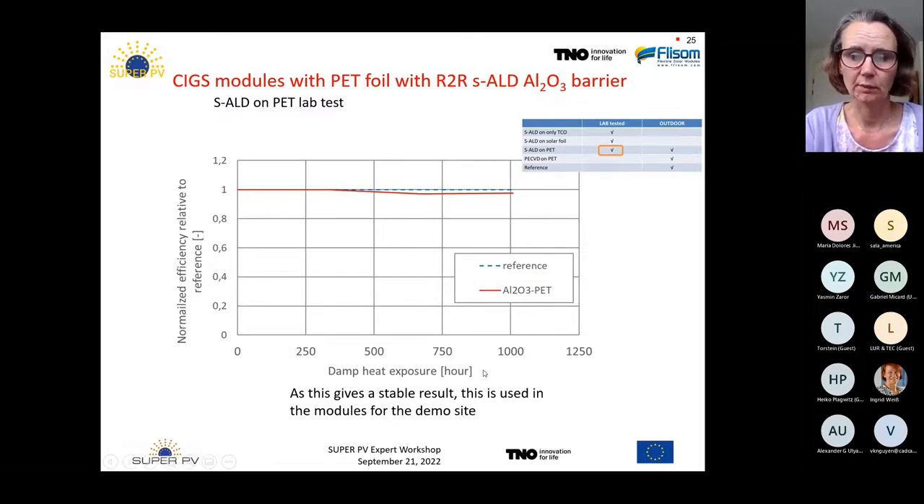Again, the damp heat exposure time on the x-axis and the normalized efficiency relative to reference is given here on the y-axis. So normalized to the reference means that the reference stays at 100%. We can see in the red line, which is the aluminum oxide treated solar foil, that the performance is almost the same. There is a little degradation, but it's well close to 100%. And as this gives a stable result, this is what we use for the modules for the demo site.